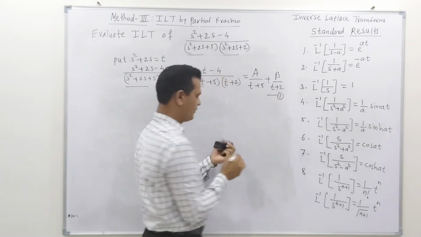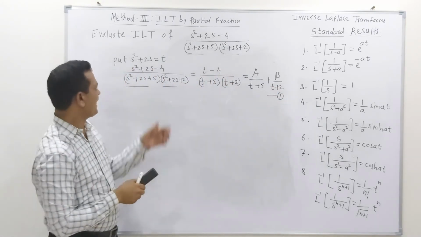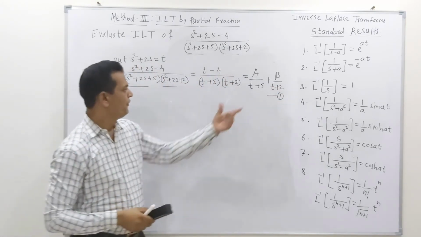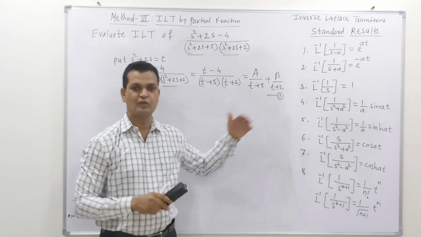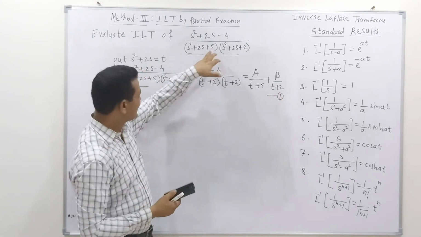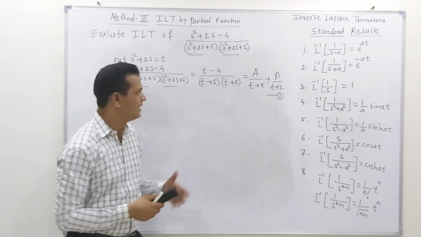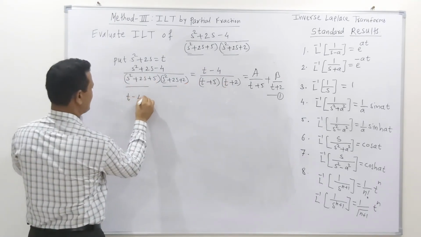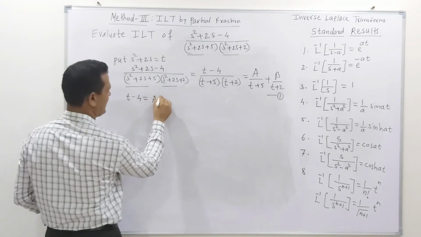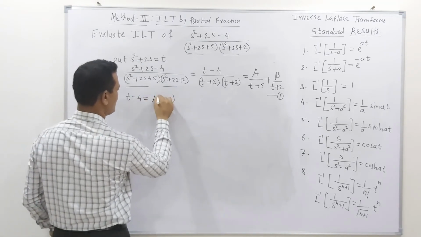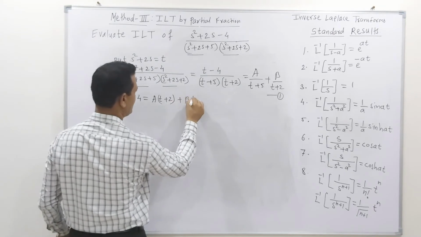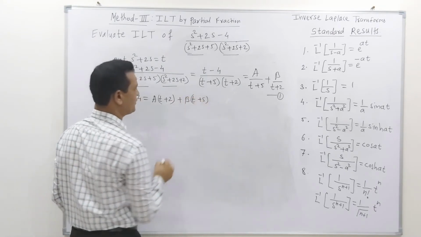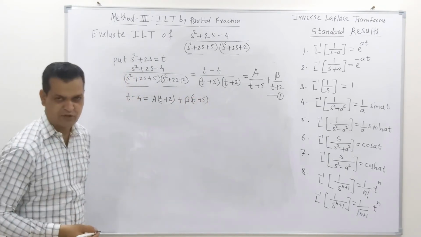Let's call this equation number 1. After substituting this value, we get such a simple equation. So this is the alternative method to the same example, so let's discuss this method. Now we can write this as t minus 4 is equal to a into t plus 2 plus b into t plus 5. Now find the value of constants a and b.